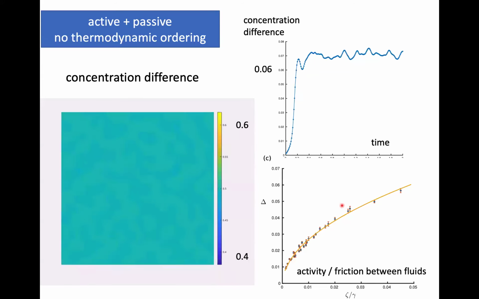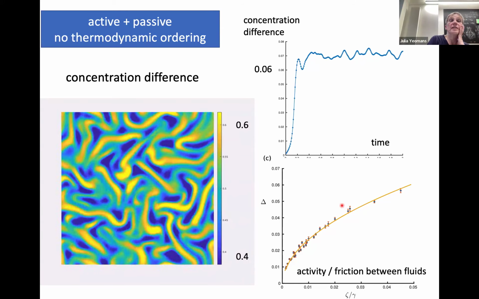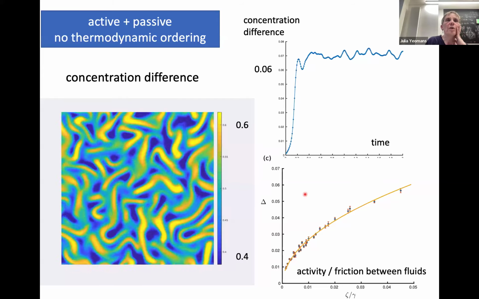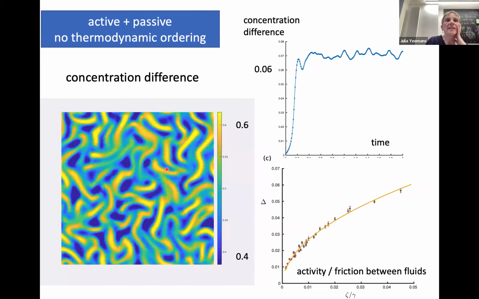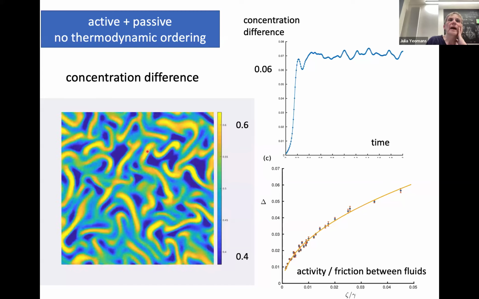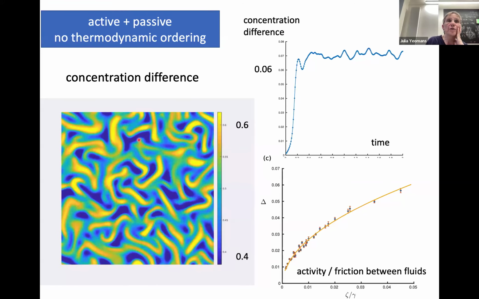So what happens? If I mix an active and a passive fluid, there is absolutely no thermodynamic anchoring, which is trying to order them. They're in a potential well, which has a minimum, which says it wants to be 50-50 everywhere. What happens? And the answer is that this happens. The yellow bits are active rich regions, and the blue bits are active poor regions.